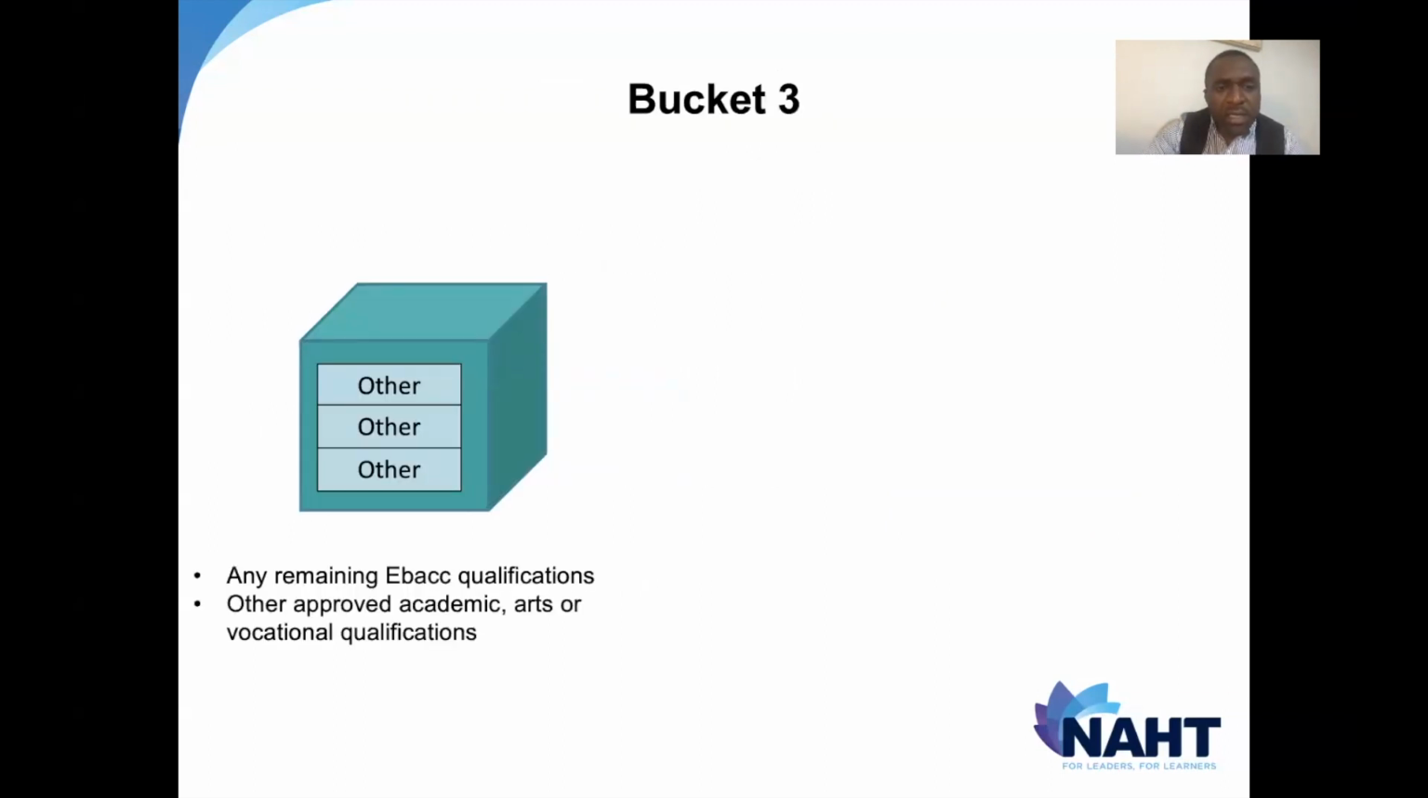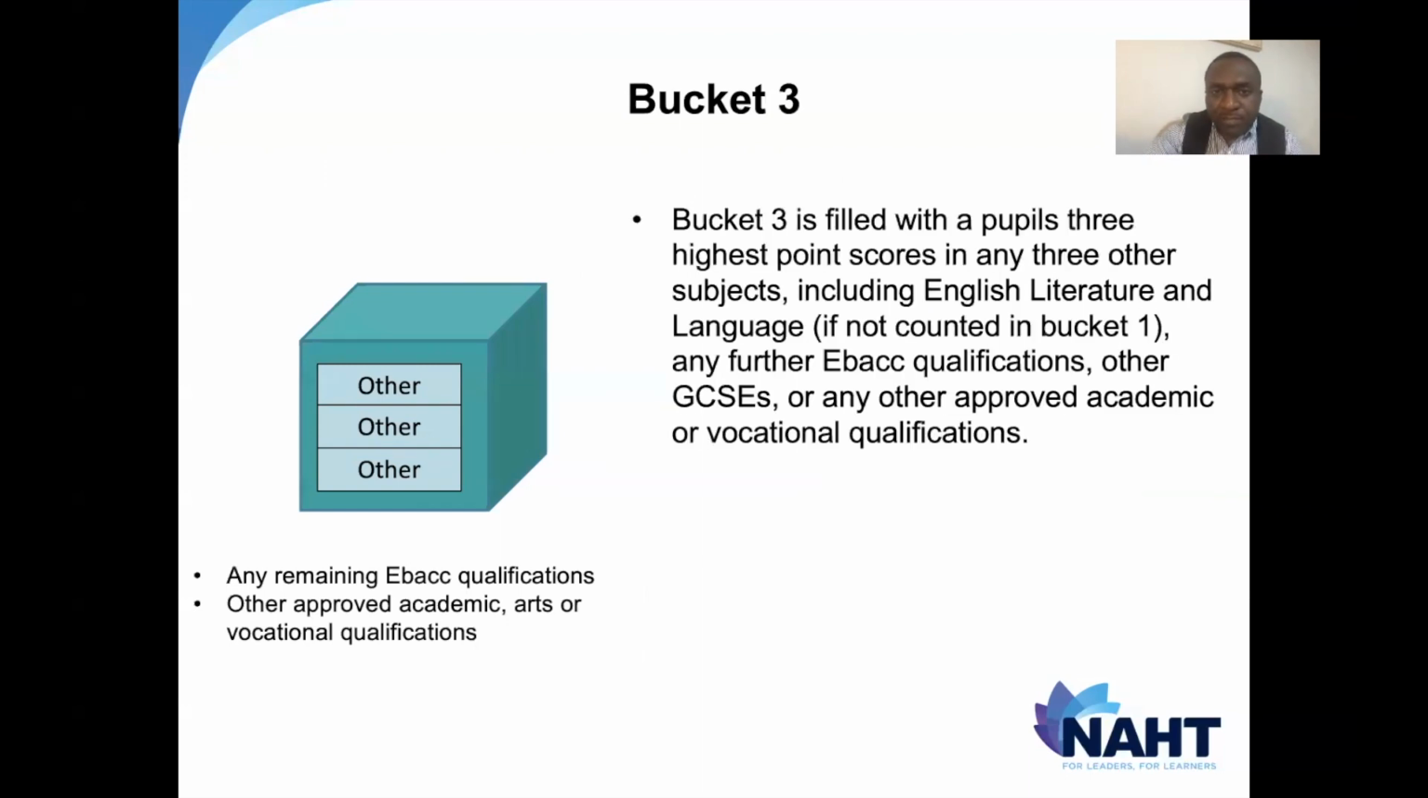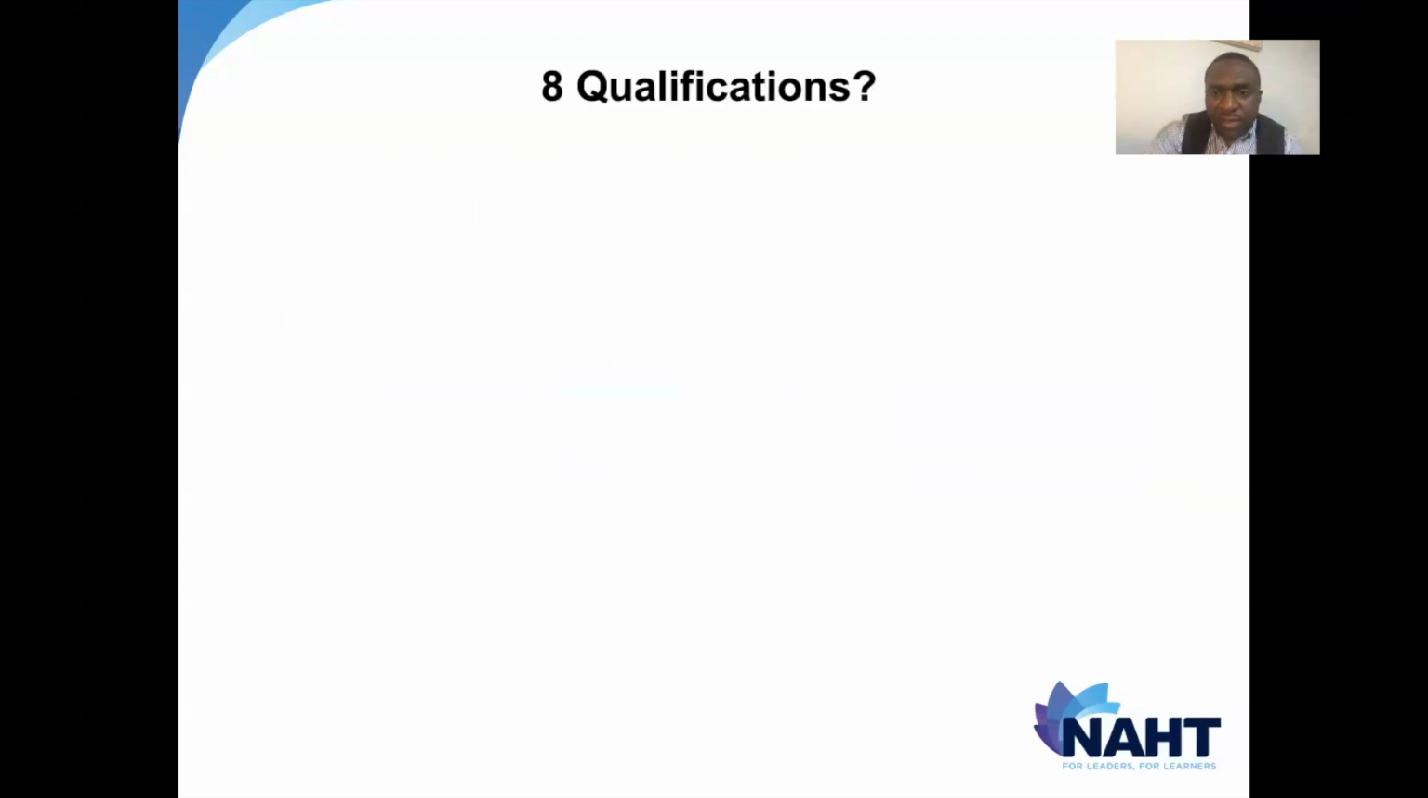Bucket 3. Any remaining e-baccalaureate qualifications, approved academic, arts, and vocational qualifications, food and nutrition, whatever it is, they come into this bucket. This is the 3 highest point scores in any of the other subjects. So English literature or language, if not counted in bucket 1, would have to come here. And any other approved academic or vocational qualifications will have to come here. These are not double weighted as well.